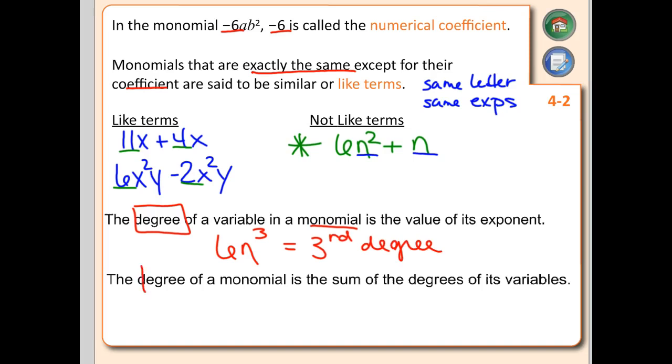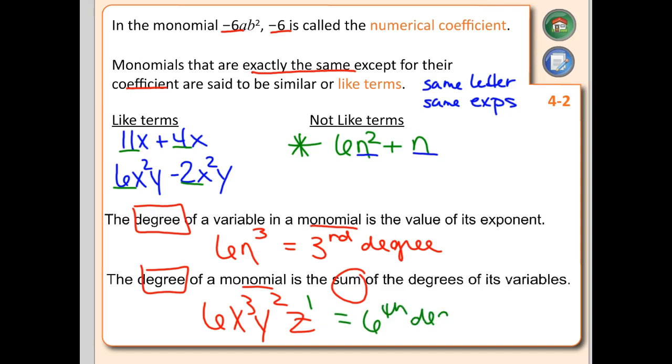Now, it says the degree of a monomial, remember, one term, is the sum of the degrees of its variables. So let's say I had a coefficient. Let's go ahead and keep it 6. And let's say I had x cubed y squared z. Now, did you notice I've got more than one letter and I've got more than one exponent? So how I find the degree is to just add up all those exponents. Now, you got to realize that z has an understood 1 for its exponent. So if I add all these up, we got 3 plus 2 plus 1. So this is actually the 6th degree.